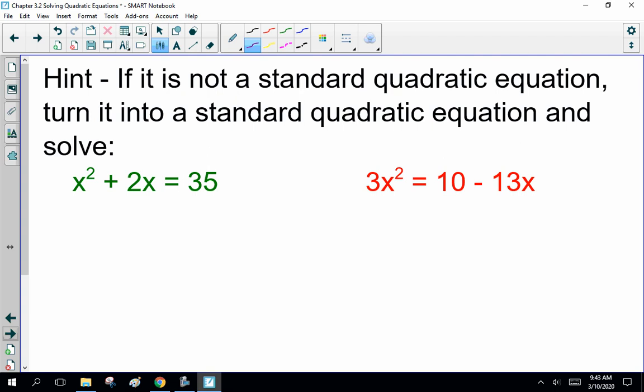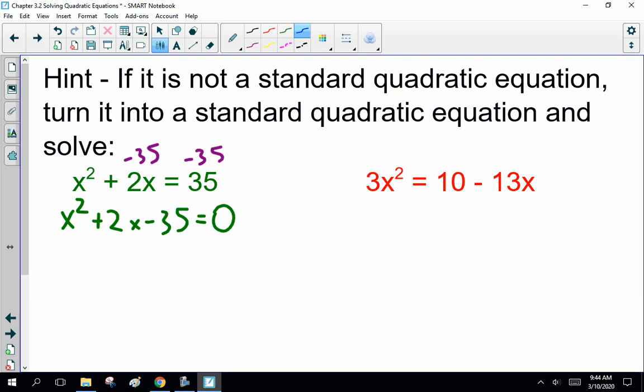So I'll help you with these. X squared plus 2x equals 35. How do you turn that into a standard quadratic? Well, you want it equal to 0. How do you turn 35 into 0? Subtract 35 from both sides. Okay?